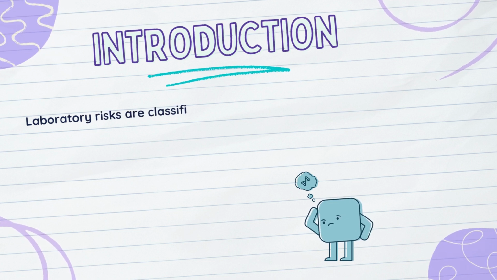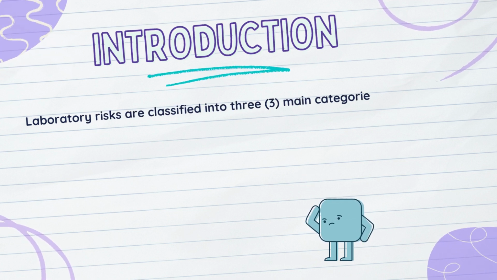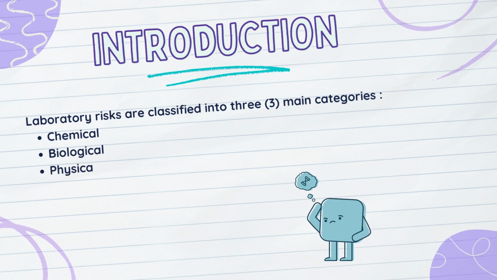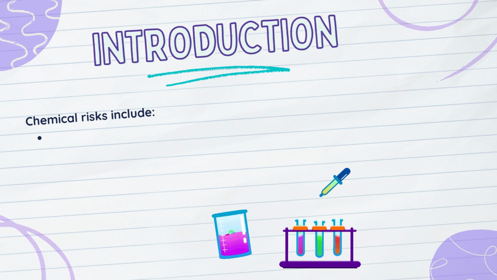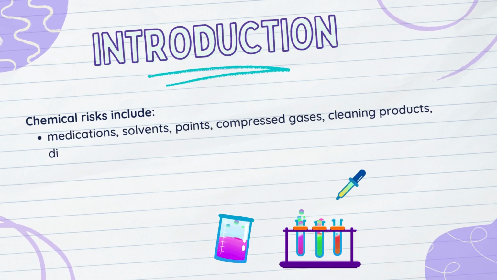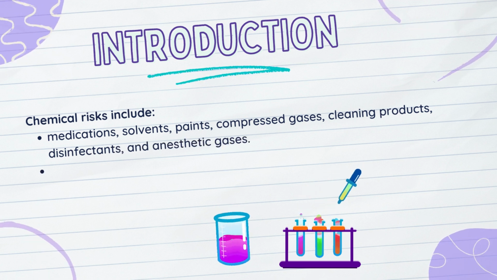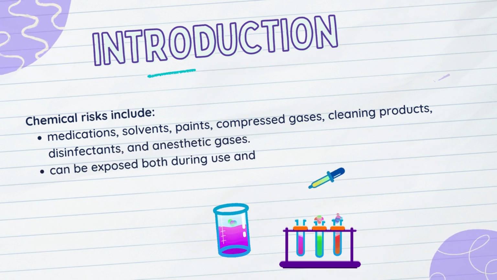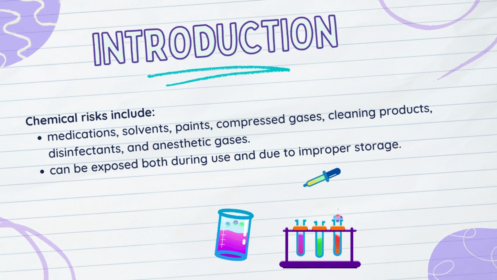Laboratory risks are classified into three main categories, which are chemical, biological, and physical risks. Chemical risks include medication, solvents, paints, compressed gases, cleaning products, disinfectants, and anesthetic gases. It can be exposed both during use and due to improper storage.